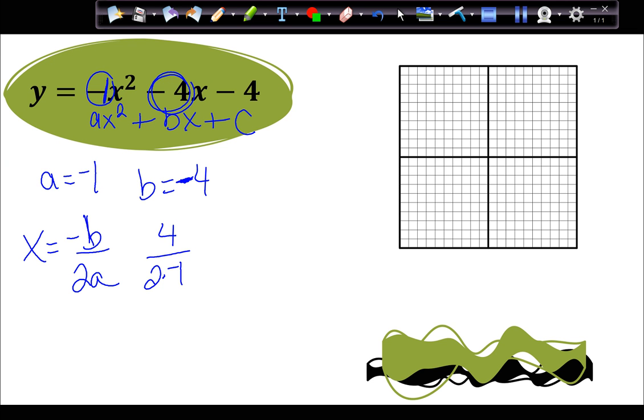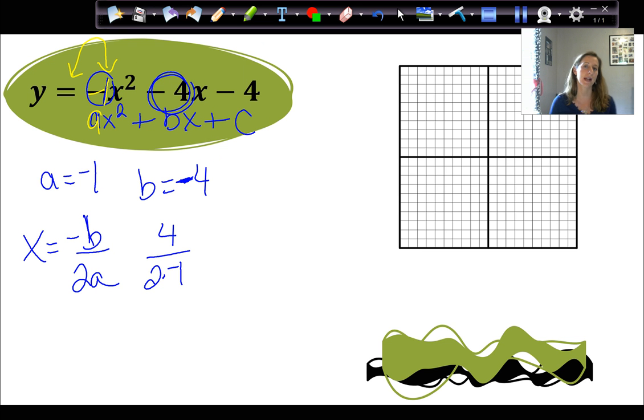And I'm not going to finish that. I'm going to have you finish it. And then the other thing I want to remind you of as you graph, doing your little quick sample graph, is that the a value is negative 1. So when we graph this, your parabola is going to have to open down.